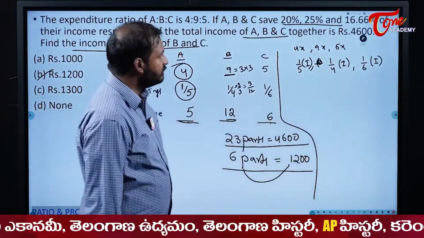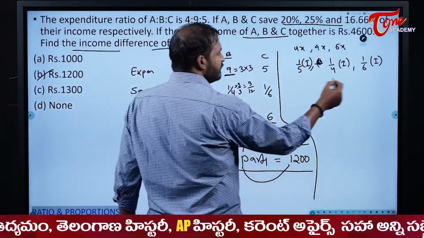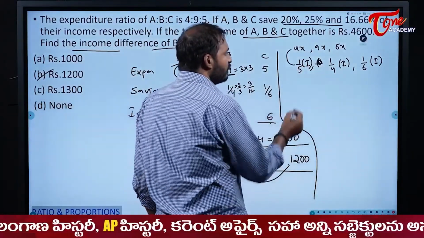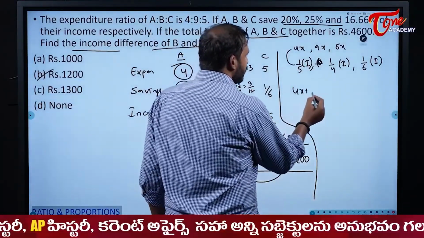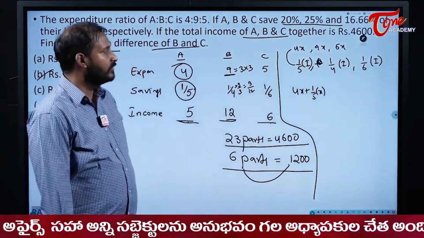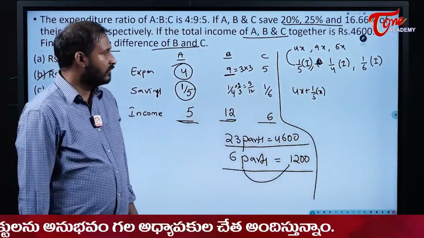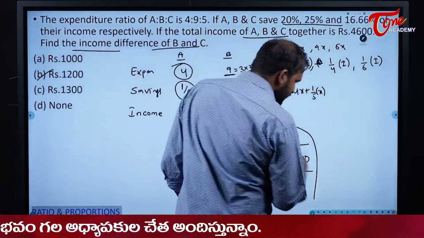And how will we write the difference for us? Their incomes, A plus B plus C. So incomes will become what? 4x plus 1/5 of I. Like this you need to write the equation and solve the things, which is a huge task in general. Okay, so no need to worry, we will see the remaining things.